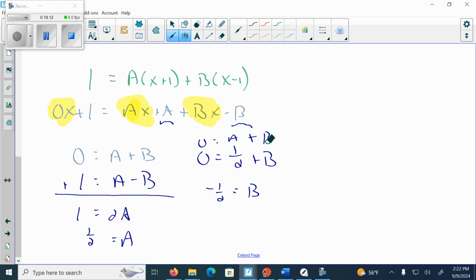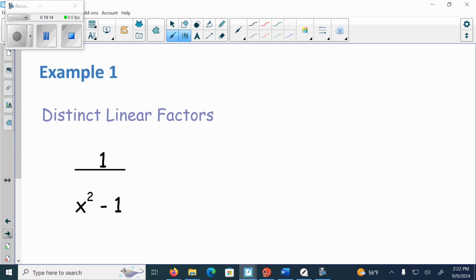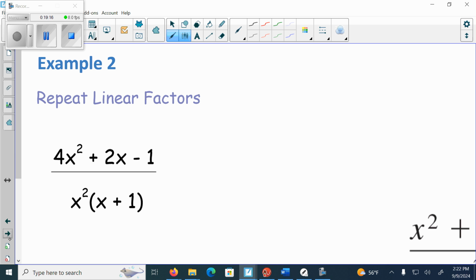All right, so this one, we did that one. This one is what's called a repeat linear factor. So what that means is technically I see this x squared, and I might be so tempted to think of it as a quadratic factor because it's raised to the second power. But it's not, because I can think of x squared as x times x. So this is what's called a repeat factor because it occurs 2 times.